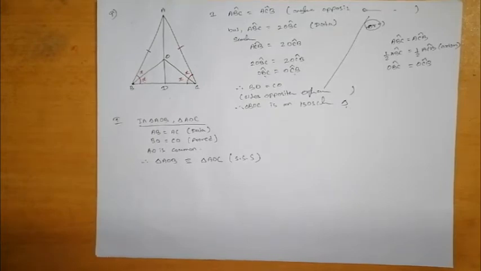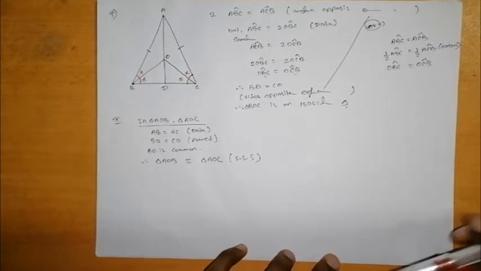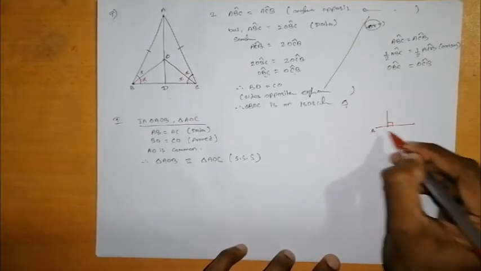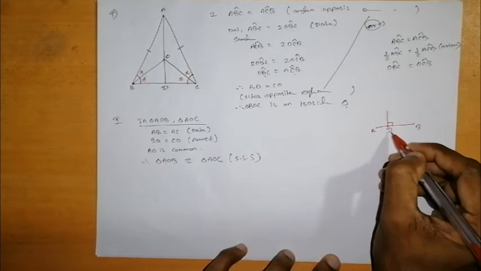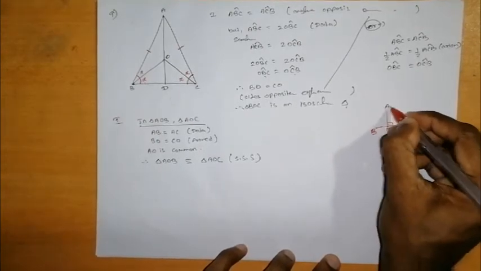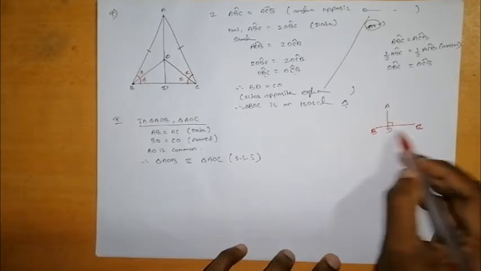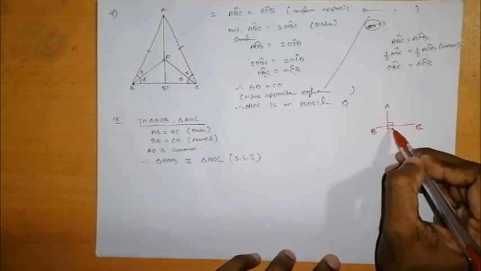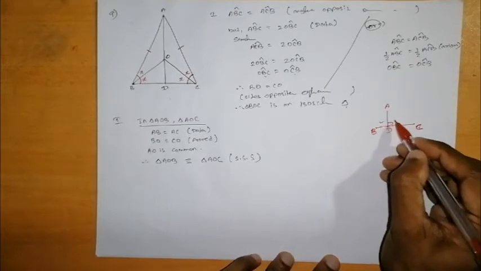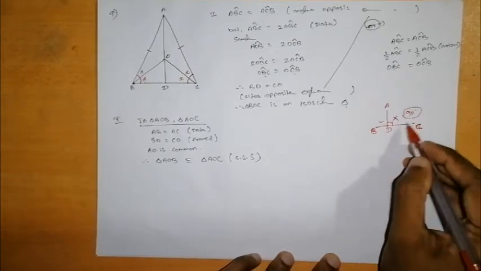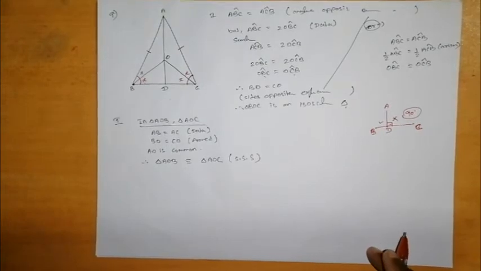AD is perpendicular to BC. In the previous lessons I told you, perpendicular means the angle is 90. So this one is BC, this one is AD. So AD perpendicular to BC, so we need to prove this angle, which means ADC or ADB, this angle or this angle. We need to prove it as 90. When it's 90, we can say AD is perpendicular.